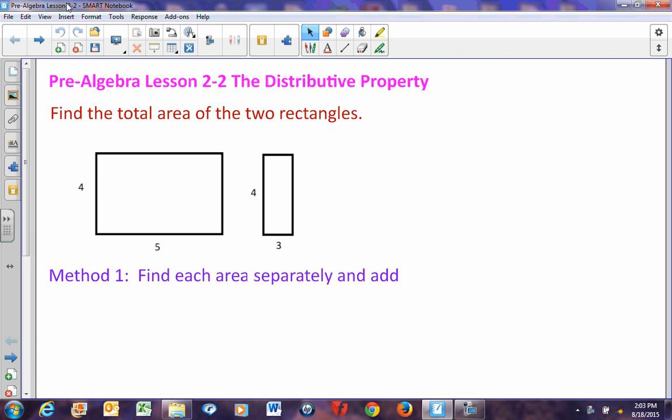Let's look at this problem where we have two rectangles. A rectangle that has dimensions of 4 by 5 and a rectangle that has dimensions of 4 by 3. Note they are not drawn to scale. We're going to find the total area of the two rectangles. You remember, area is length times width or base times height. We're going to do it two different ways. The first method, we're going to find each area separately and add them together.